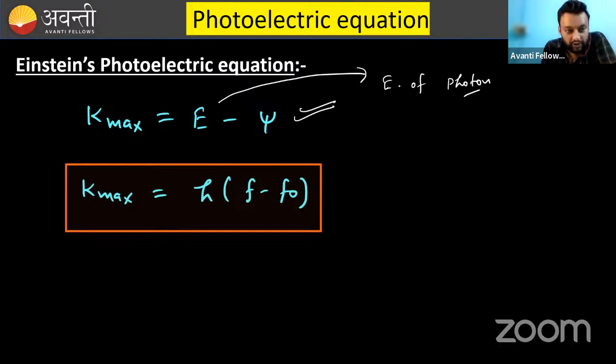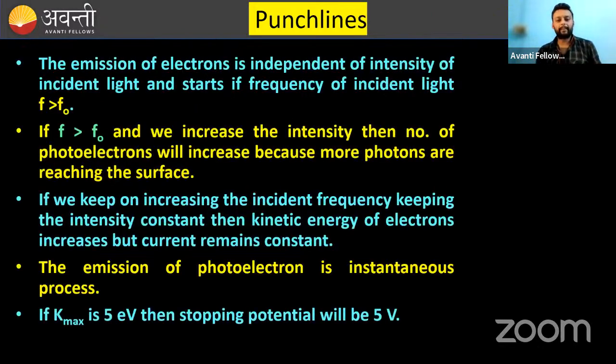Again, this equation can be modified in this form. Kmax is equal to h times F minus F naught. Moving further. This is an equation that you should remember. Now there are punchlines. Take a screenshot of these punchlines. They are self-explanatory. I don't need to explain it. Just take a screenshot, and when you are done with that screenshot, tell me, I will move further. Clear? I think it's done now.